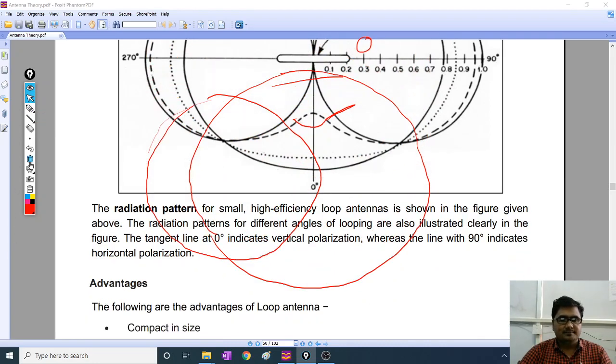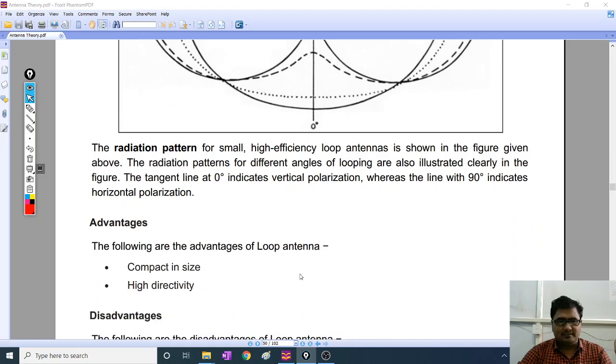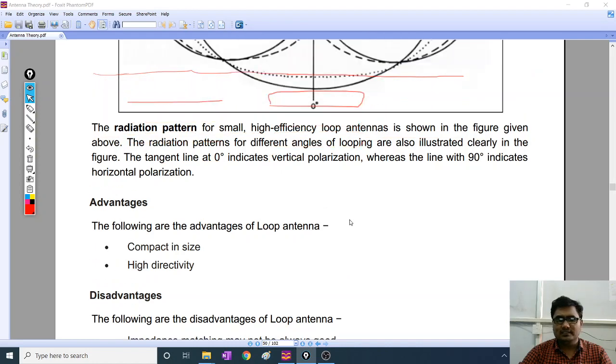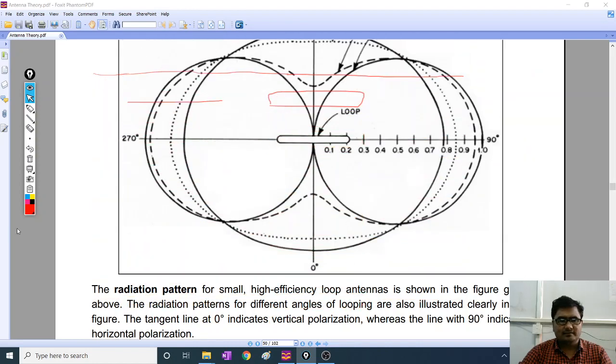Yes, it is written actually: the radiation pattern for small high frequency loop antennas is shown, and the tangent line at 0 indicates vertical polarization. Look at this, tangent line at 0 degree. Where is 0 degree? Let me check where is 0 degree. 0 degree is this.